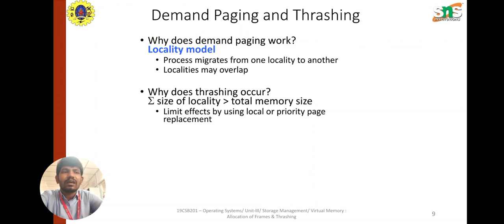It is called the locality model. The process migrates from one locality to another locality, and localities may overlap. Why does thrashing occur in demand paging? Because the sum of the sizes of the localities exceeds the total memory size available, which is limited. That is when thrashing occurs. The limit can be eased by using local or priority page replacement.